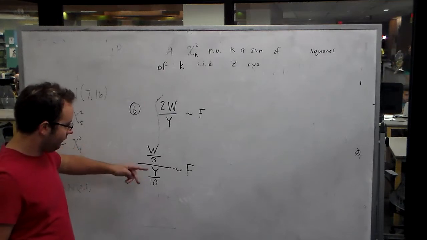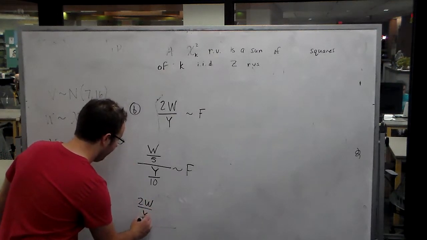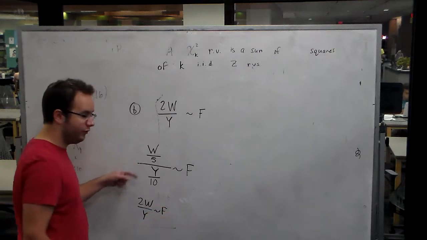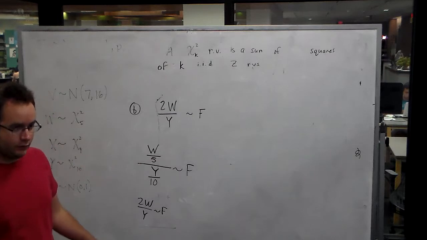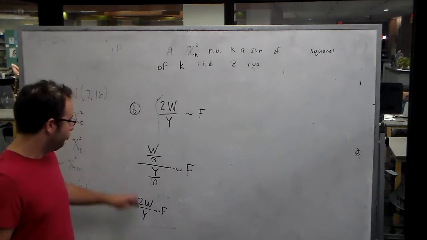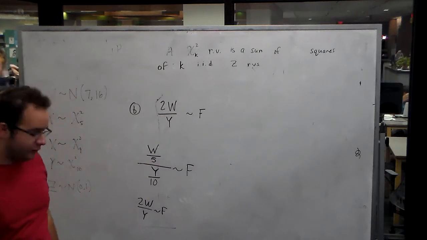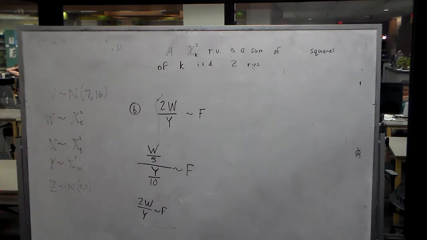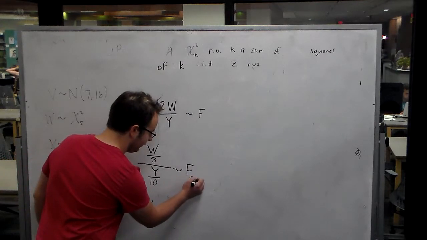If I take Y over 10 and flip it and multiply that, it gives me 2W over Y. So I haven't really done anything to go from here to here. I haven't changed anything about this. It looks different, but it's mathematically equivalent to the one above it. Start with this and go, oh look, it's just what we're being asked about. So the numerator degrees of freedom is considered 5. I don't know how you write this. Sometimes you just say 5 comma 10.